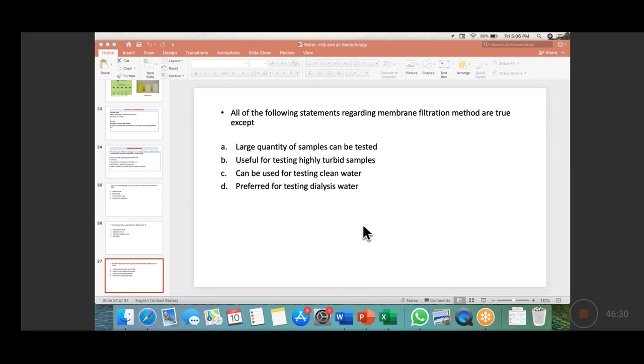Today I will have to end the lecture because ENT has scheduled their lecture at 5 o'clock. So already we are late.